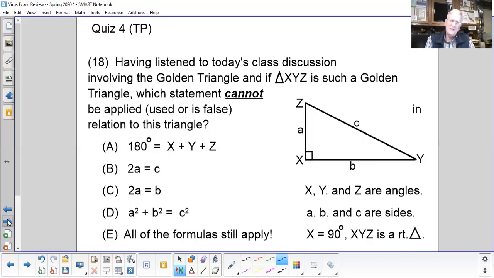Let's go back to statement B. If you double the one leg, will you get the length of the hypotenuse? No, I don't think so. You can get the length of the hypotenuse, however, by doing what? By using the rule D, A squared plus B squared equals C squared. So do all these formulas apply? No. The one that doesn't apply is statement B, okay? You can't double the shorter leg and get the length of the hypotenuse.